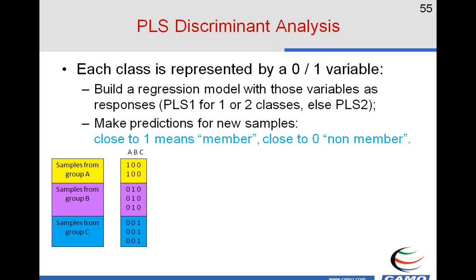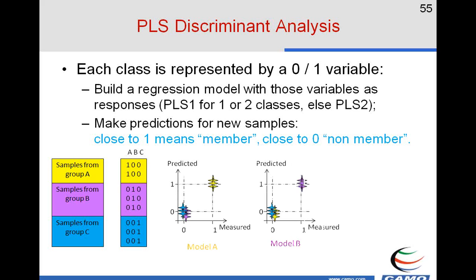And what you do is that you make a PLS model, and you will get 3 different models that will be predicting if a sample is inside the group A, inside the group B, and inside the group C. So here all the B and C samples will get a value very close to 0 for model A, and the A samples will get a value close to 1.